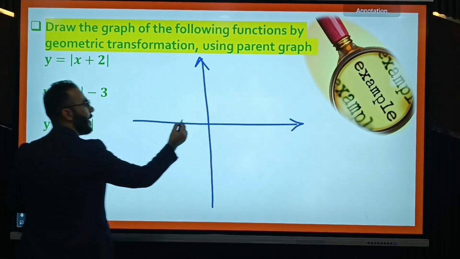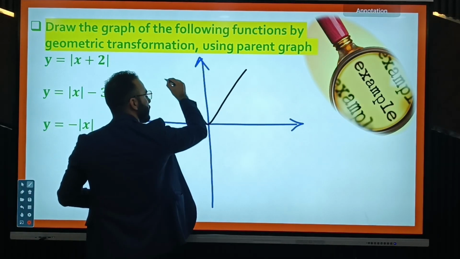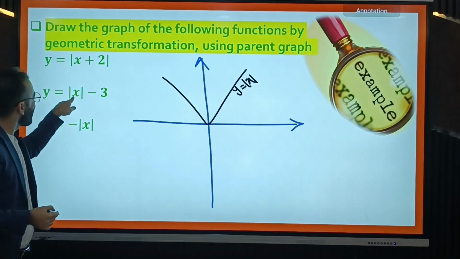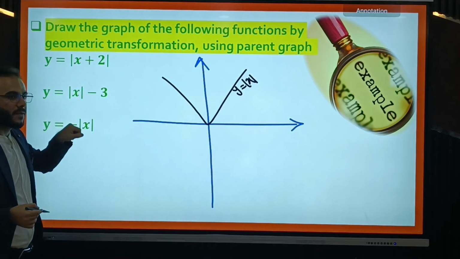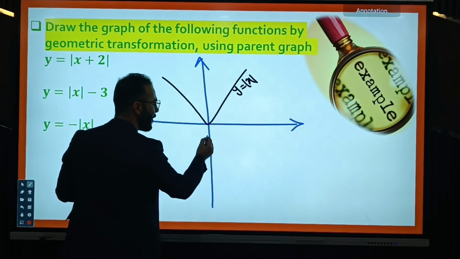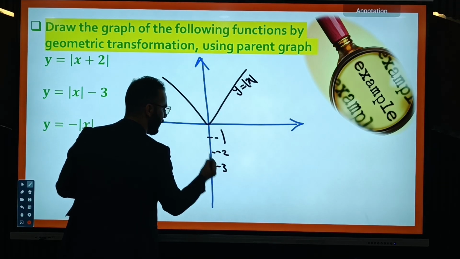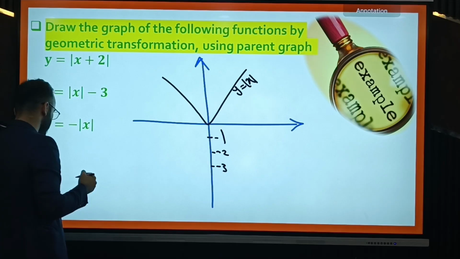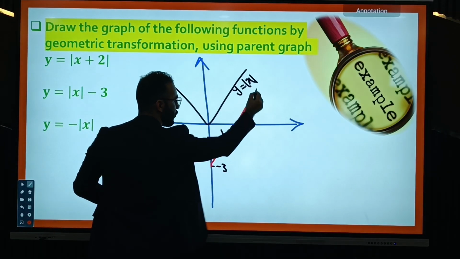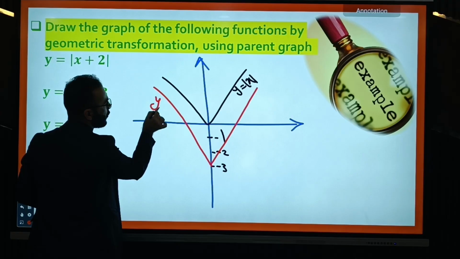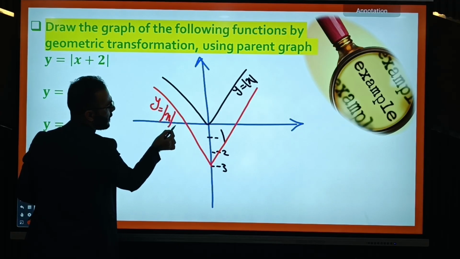So absolute value of x, this is the parent function, y equals absolute value of x. It says absolute value of x minus 3. So we have to go down for how many units? Perfect, 3 units, negative 2 and negative 3. So our new function after the transformation would come to here. The red one is going to be y equals absolute value of x minus 3.